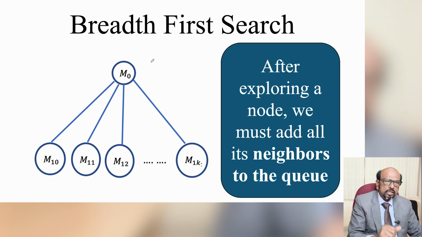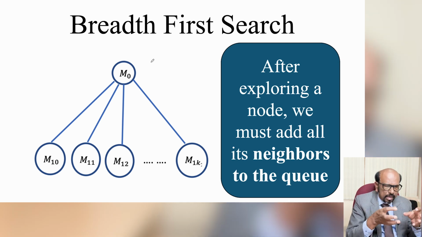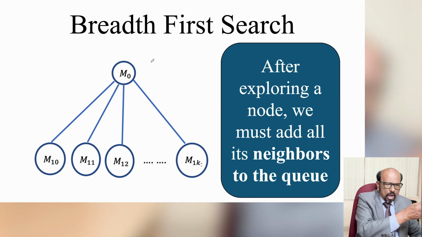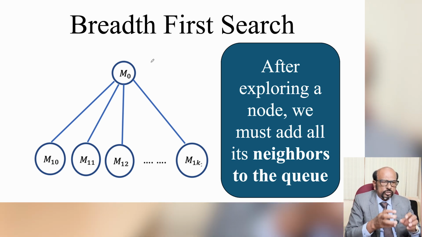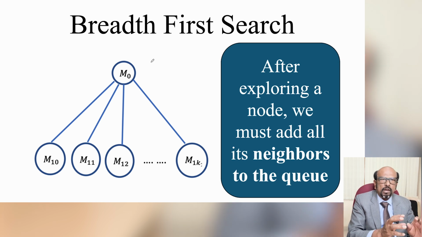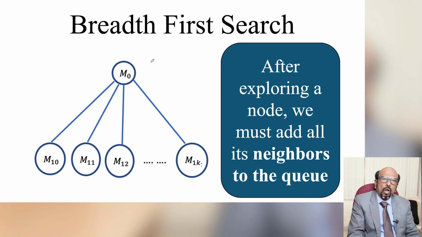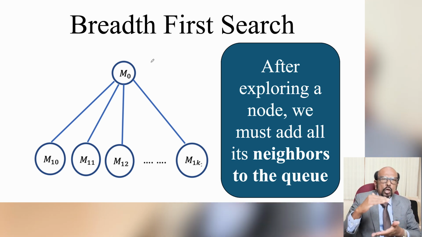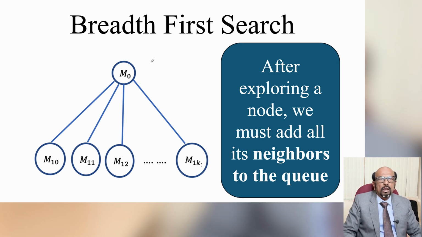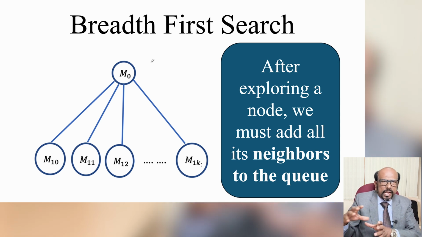Breadth first search starts from M0. First check whether it is available in M0. If it is available, then we are done. If it is not available, then what are all the things to be searched now? All the neighbors. So what we shall do is maintain a queue. A queue is a first in first out mechanism. So you maintain a queue.